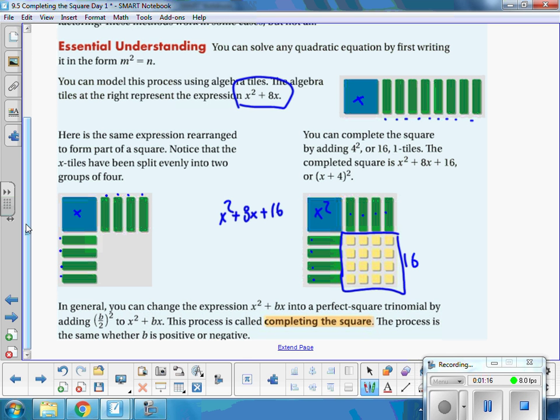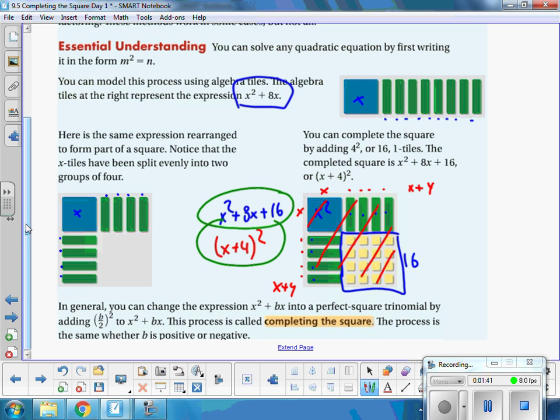So look at this piece here. This is an x, and then there's 4 here. So that is x plus 4. And then I've got an x and my 4 here, and this is x plus 4. So really this entire area can also be represented as x plus 4 squared. That tells me that both of these are equal, and we can use this by completing the square.